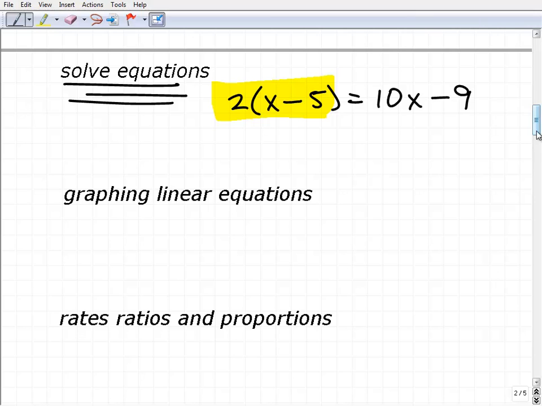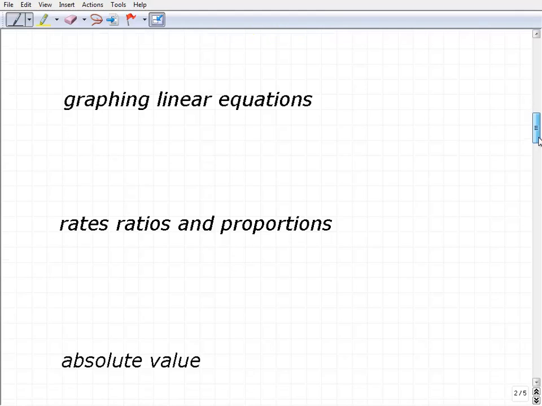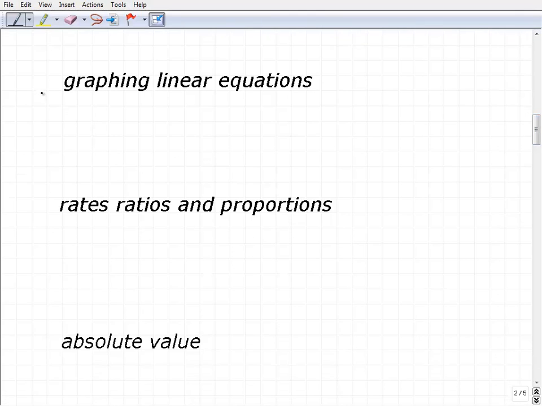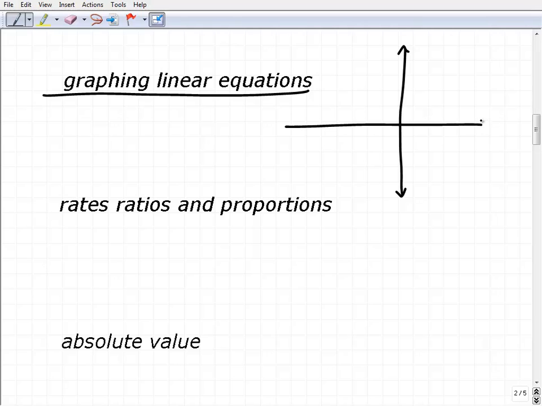Now let's take a look at another thing that's going to be on the test, and that's graphing linear equations. I like to call it a fancy term, but essentially this means graphing lines. I'm just going to sketch something over here real quick. If you recall, back in your school days, we had the XY chart. We call that the coordinate plane in mathematics.